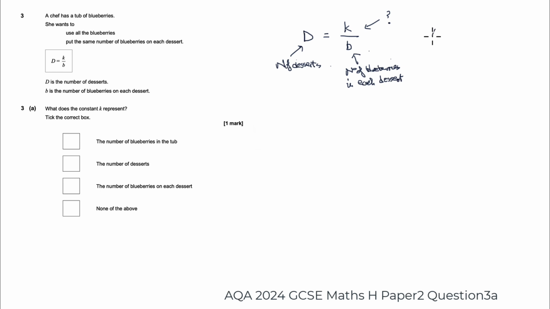Suppose we've got 6 desserts that she's making up. Remember, she's got this big tub of blueberries. And suppose she wants to put 2 blueberries in each dessert. Now, here's a bowl. Here's another bowl. So these are the 6 desserts that she's making up. So we've got a picture of 6 bowls. And she plops 2 blueberries in each bowl.